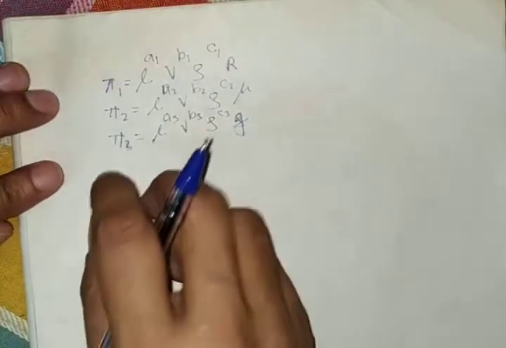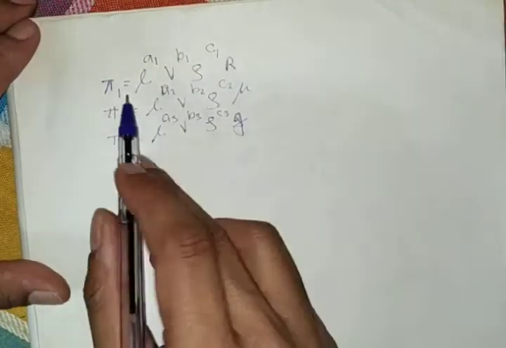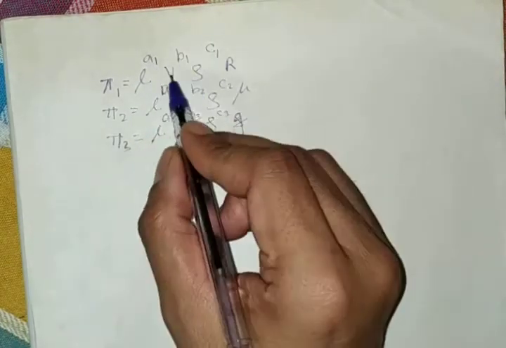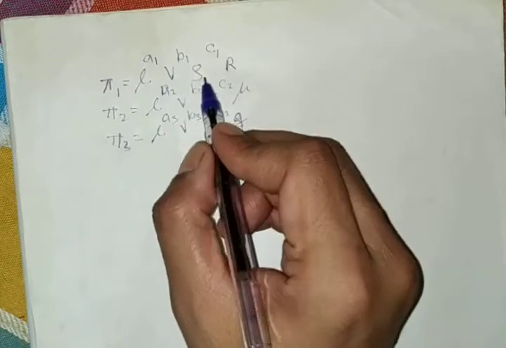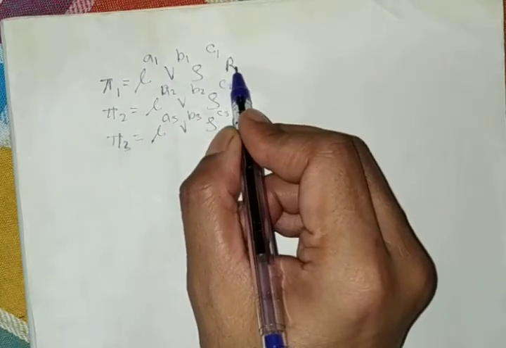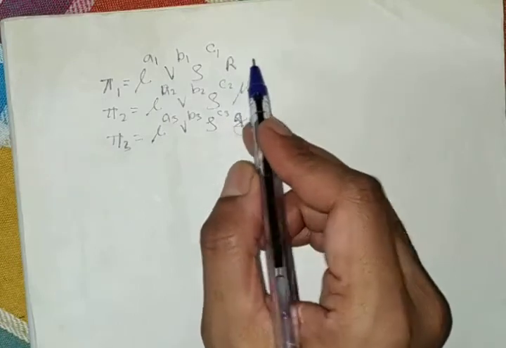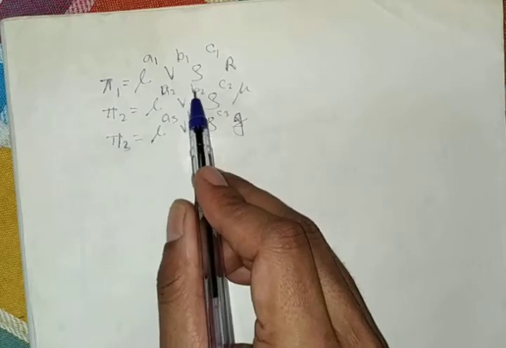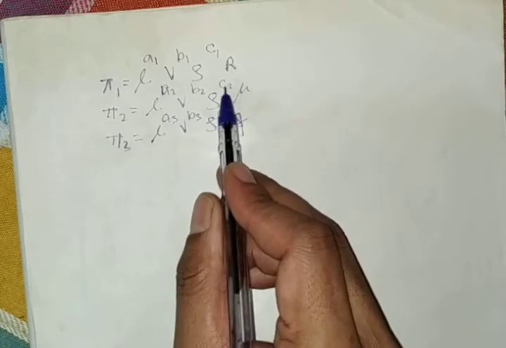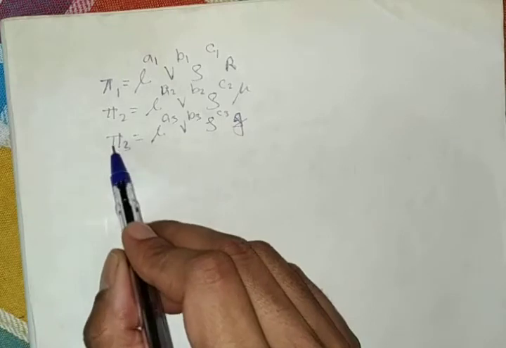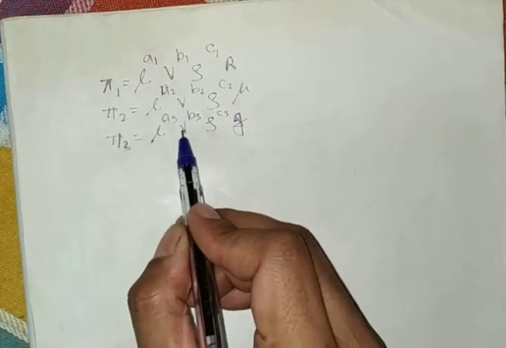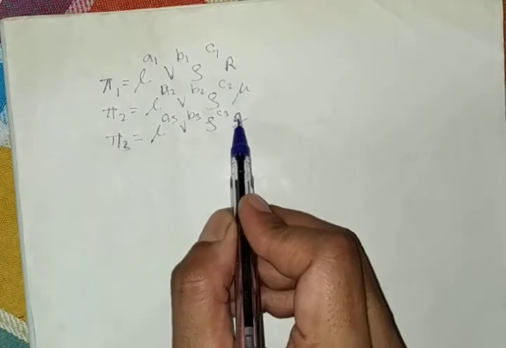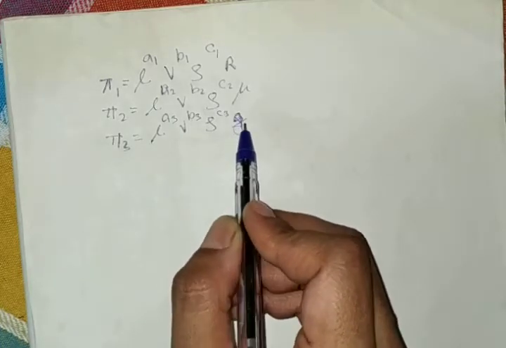So now we can write pi 1 is equal to L to the power a1, V to the power b1, rho to the power c1, and R, which is the remaining variable. Pi 2 is L to the power a2, V to the power b2, rho to the power c2, and mu. Pi 3 is L to the power a3, V to the power b3, rho to the power c3, and gravitational acceleration g.